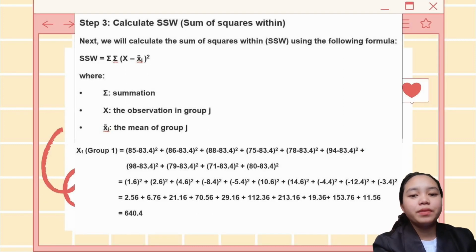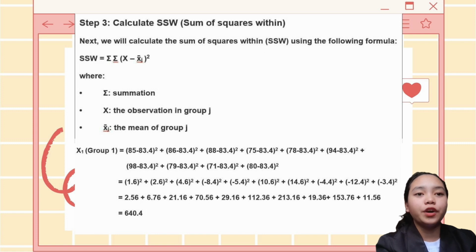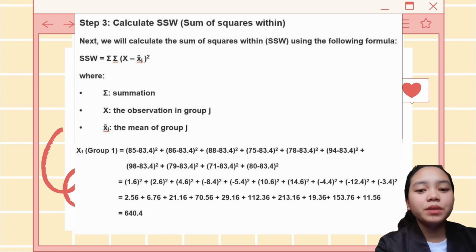Step 3. We will now calculate the sum of squares within, or SSW, using the following formula. SSW equals the summation of open parentheses, the observation in the group minus the mean of the group, close parentheses, squared.